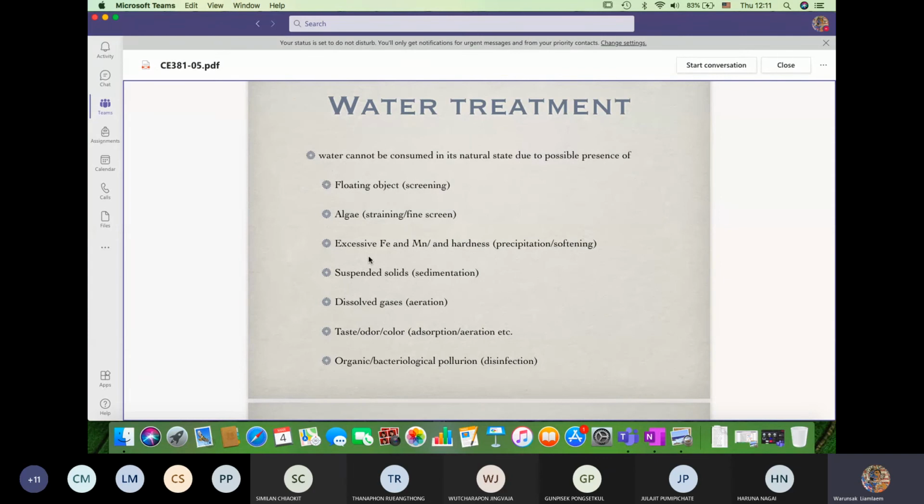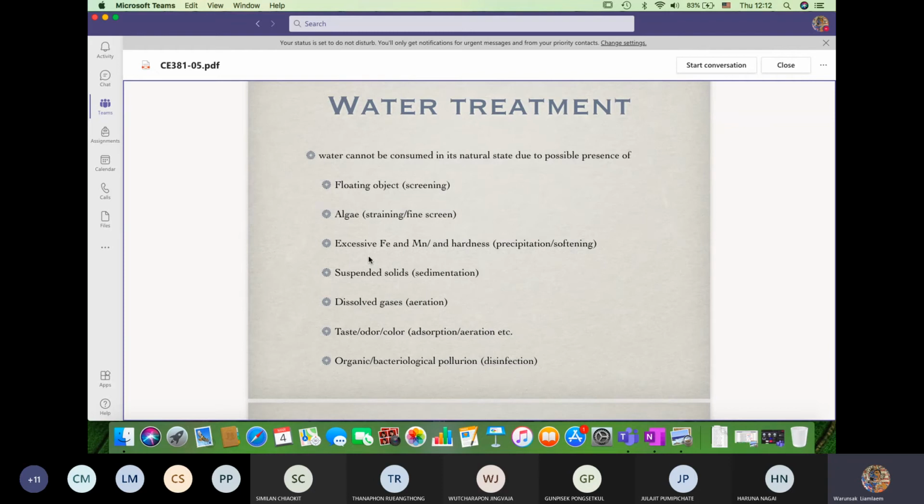Suspended solids, of course, we have to remove them with a sedimentation tank. For dissolved gas, we apply an air aeration process to change the gas content or to remove the gas which may cause problems to the piping systems.